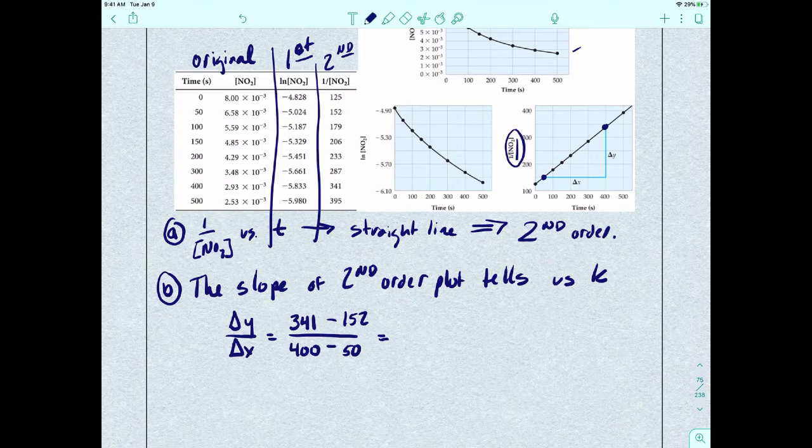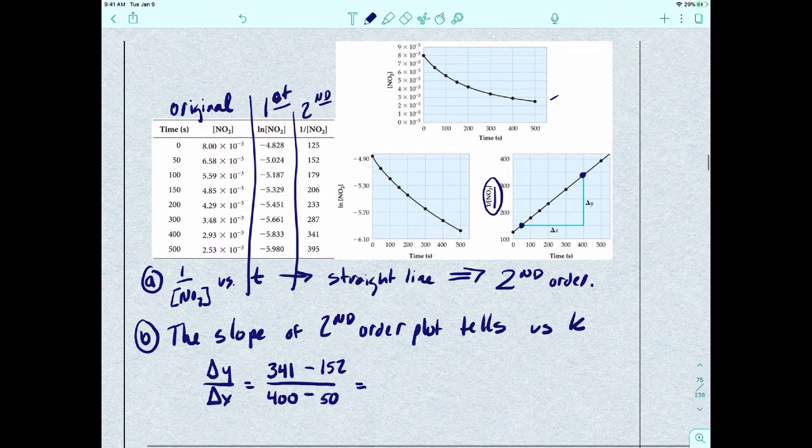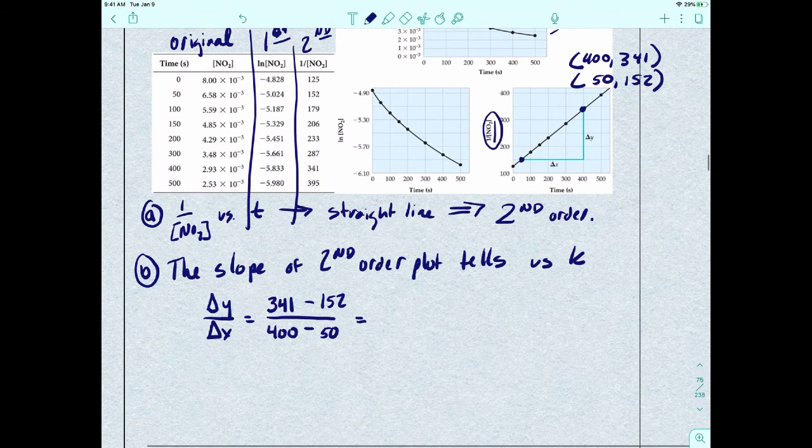All right. Just to clarify, let me make those 2 points. Let's write those out. So one point that we used was 400, 341, and then the other point that we used was 50, 152. Okay, and so based on this, if we take 341 minus 152 divided by 400 minus 50, that gives us 0.54 molar to the minus first, seconds to the minus first. And there it is. All right, so that's our part B.